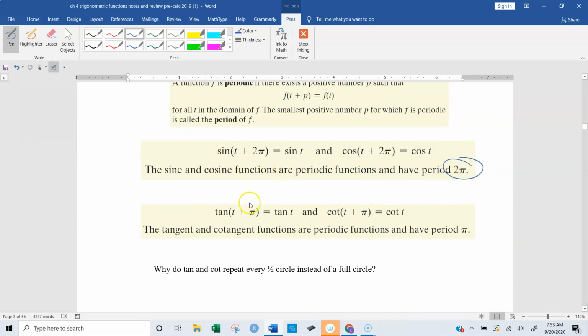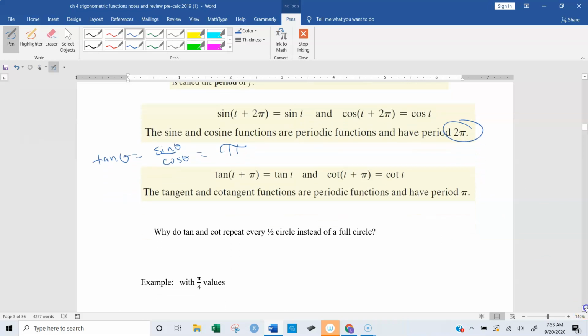Tangent, on the other hand, is the division of these two, sine and cosine. So since tan of theta is actually the sine of theta divided by the cosine of theta, that makes it repeat every pi. So it is only repeating every 180, whereas sine and cosine repeat every 360 or every full circle. All right.